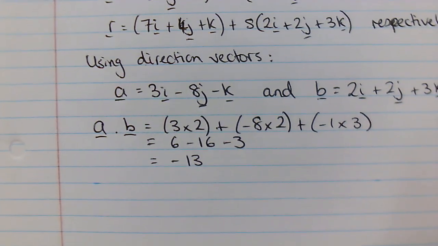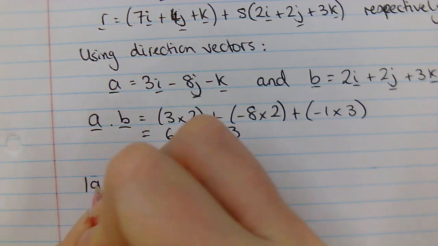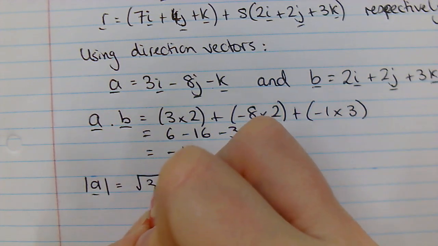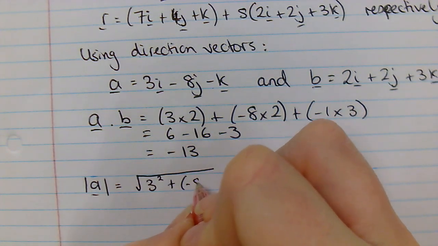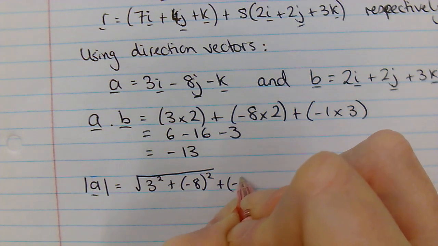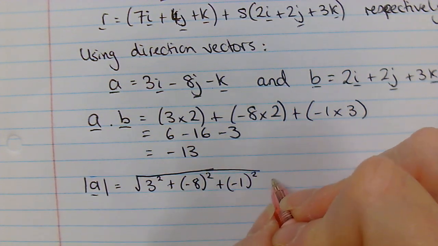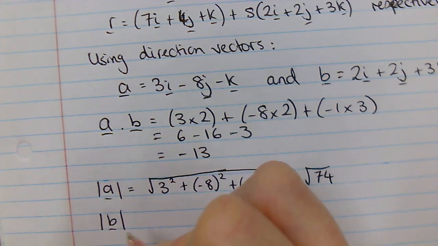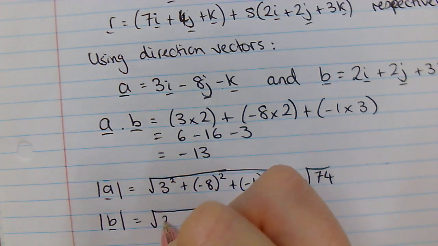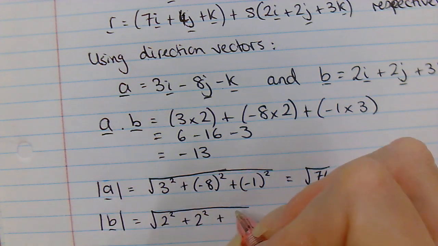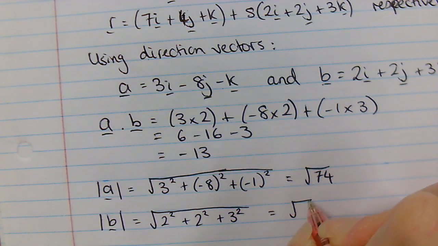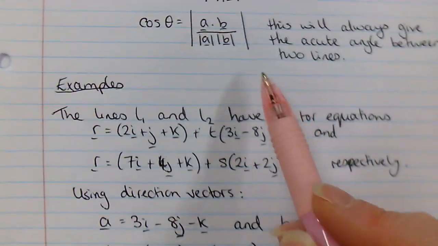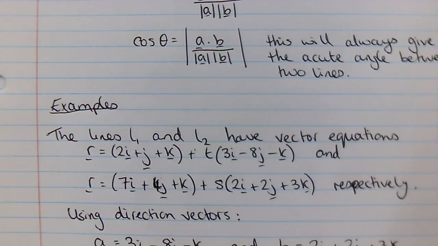Okay, and then we can work out the modulus of each of those. So the modulus of A is using Pythag, so it's going to be 3 squared plus minus 8 squared plus minus 1 squared. Just put it into your calculator, you get root 74. Modulus of B is the square root of 2 squared plus 2 squared plus 3 squared, which is root 17. And then we can just put it straight back into this formula here to work out the acute angle.